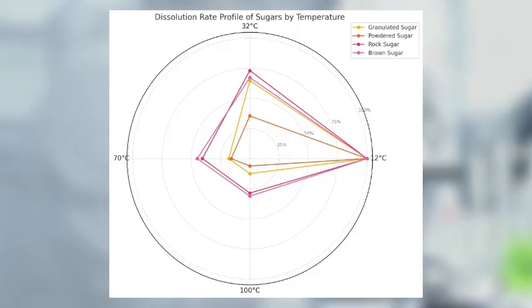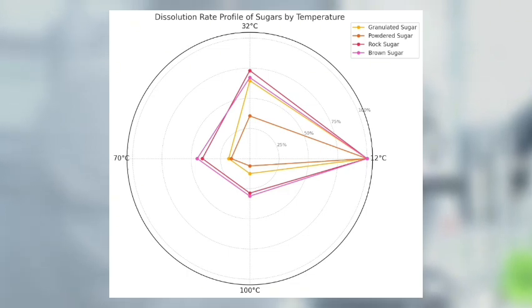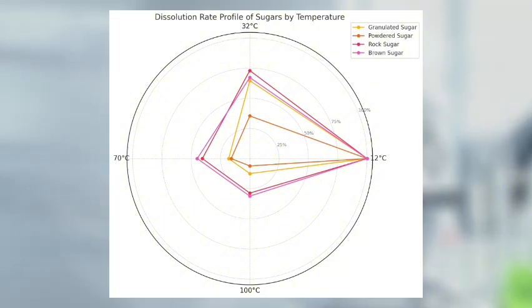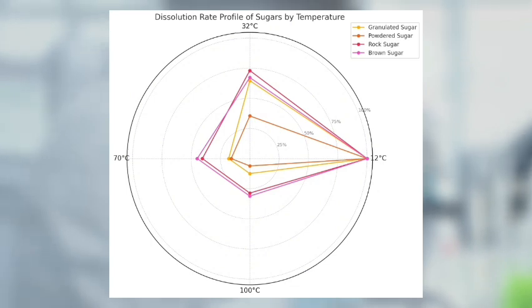This radar chart compares the dissolution rates of four types of sugar. The data has been normalized to display relative patterns more clearly. Powdered sugar consistently shows the highest dissolution rate at all temperatures, meaning it dissolves the fastest. In contrast, rock sugar has the slowest rate, especially at colder temperatures. This chart provides a quick visual comparison of how each sugar performs under varying heat conditions, reinforcing the idea that both temperature and sugar structure significantly influence the dissolution process.